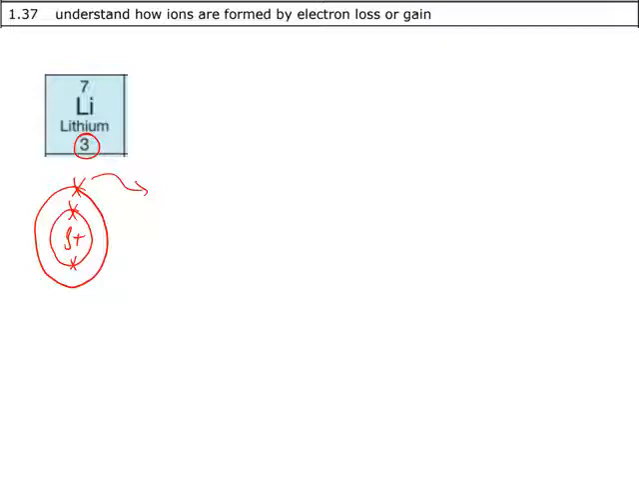we still have 3 protons in the middle, but now we have only 2 electrons. If we have 3 positives and now only 2 negatives, overall we're positive. So we've got 1 more positive than we do negative. So the overall charge on this atom is now positive because there's 1 more proton than there are electrons.